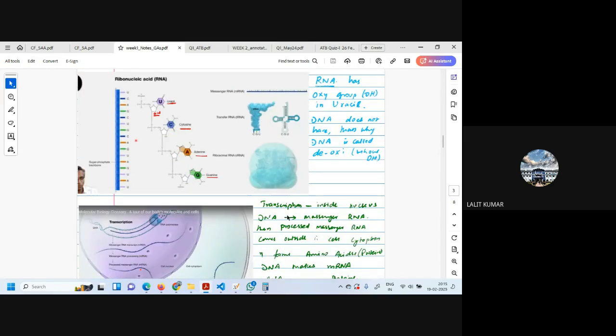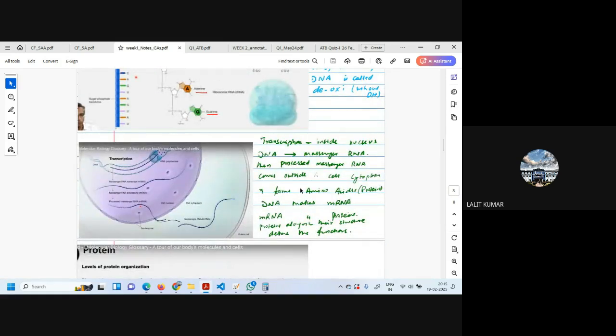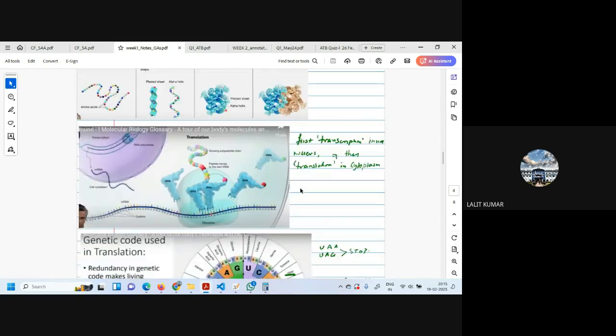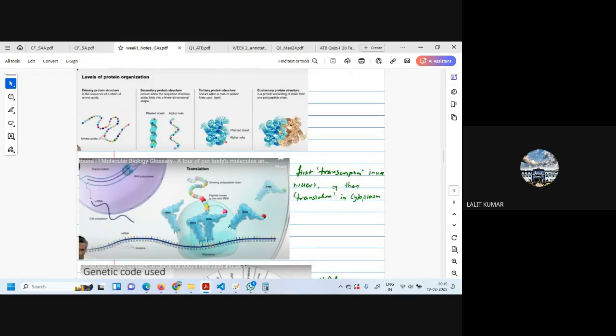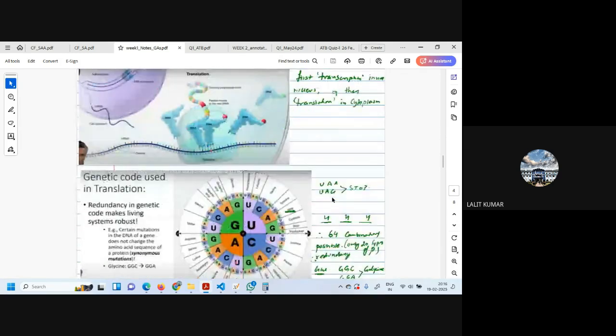This is one example of the RNA. RNA has an OH group in the ribose, and the DNA does not have that. That's why it is known as deoxy, because it is without OH. So this is the transcription, translation, protein. Proteins can be of various types, and the structures can be different, like primary, secondary, and tertiary protein structures. These are the amino acids which are there.